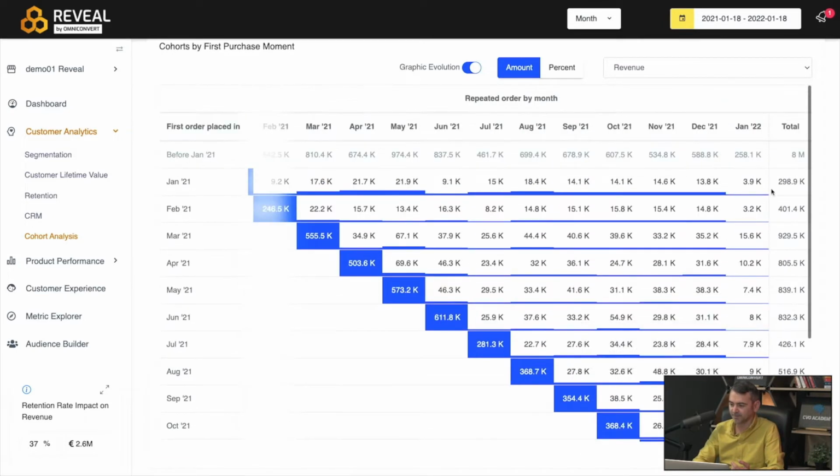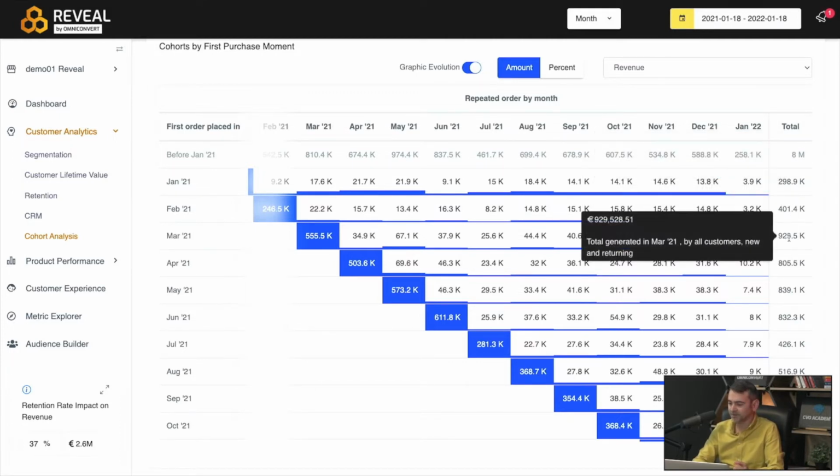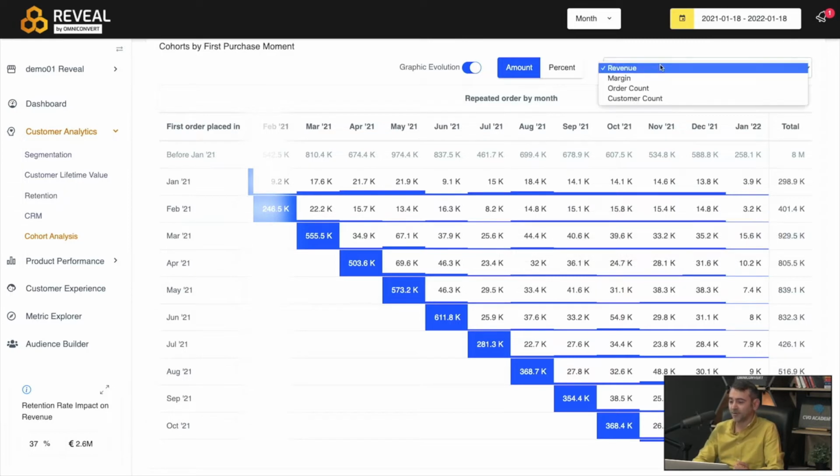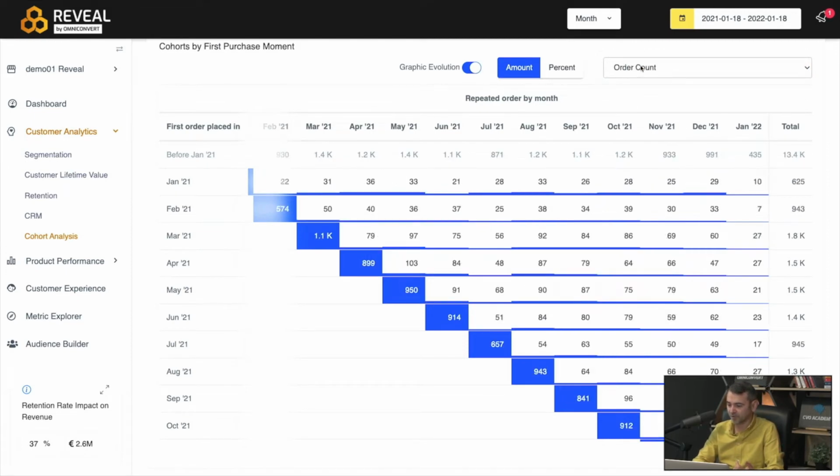This is in particular quite important because, as you can see here, this is the total generated by customers who were new before January 2021. And you can also see which is your best cohort from this year. In this particular case, March 2021 is the best cohort that you acquired. You can do the same thing by looking at the margin, not only at the revenue, and you can do it by looking at the number of orders and also by the number of customers.